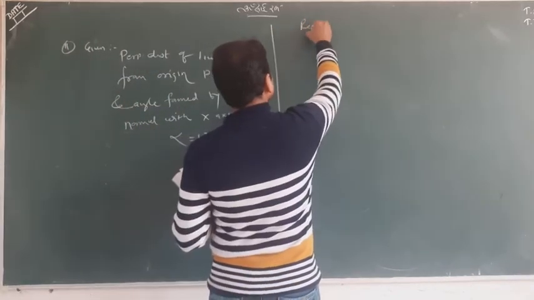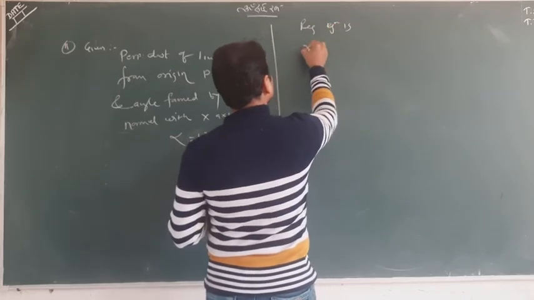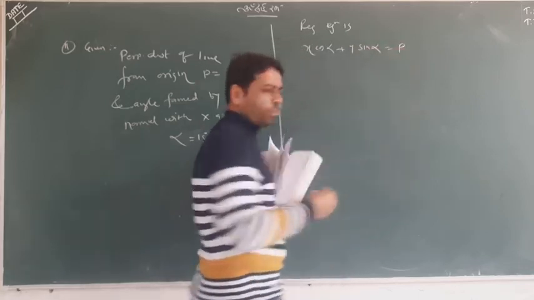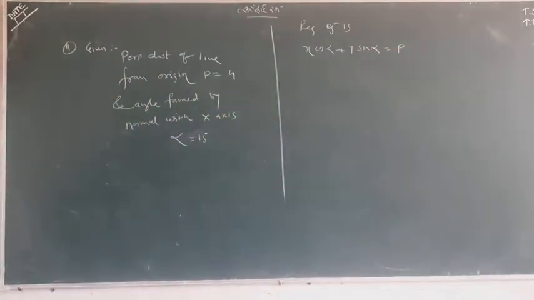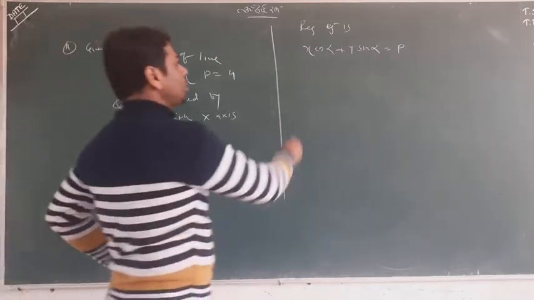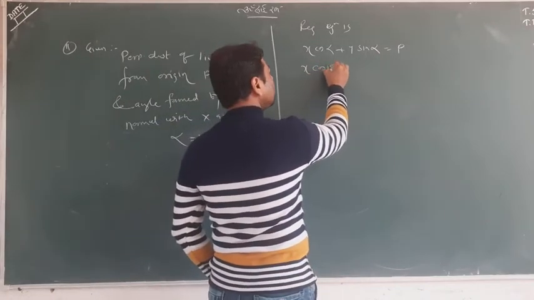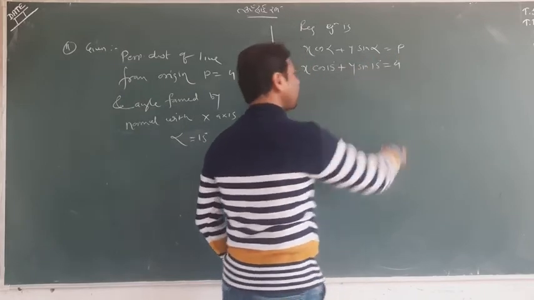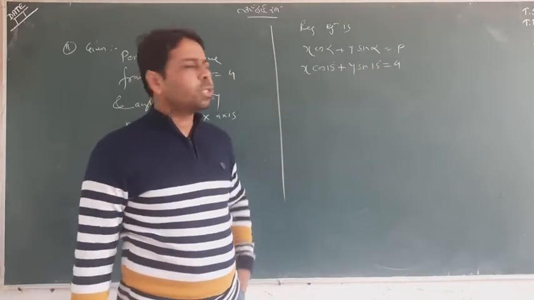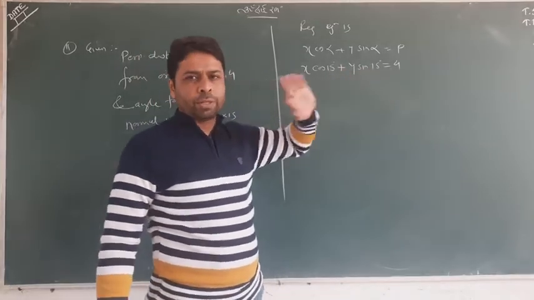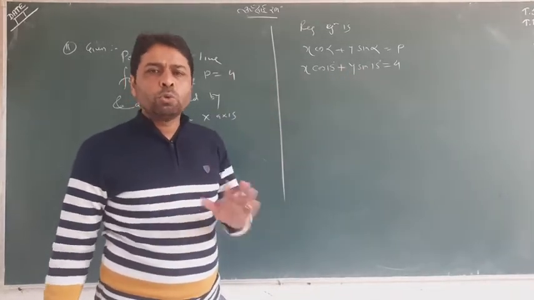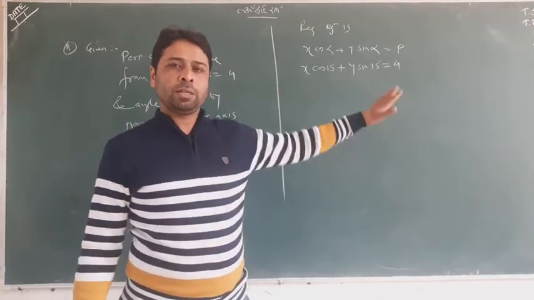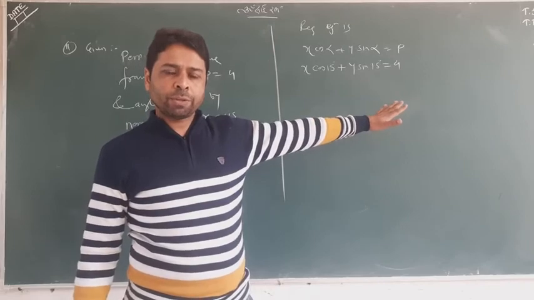The required equation is x cos alpha plus y sin alpha equal to p. This is the formula. Now use it. x cos 15 plus y sin 15 equal to p. Now the thing is, what is the value of cos 15 and sin 15? So I simply tell you, you do these in a rough copy and paste your answer in place of cos 15 and sin 15 respectively.